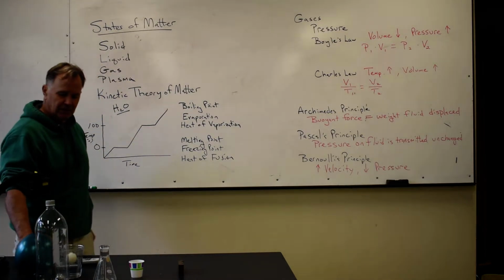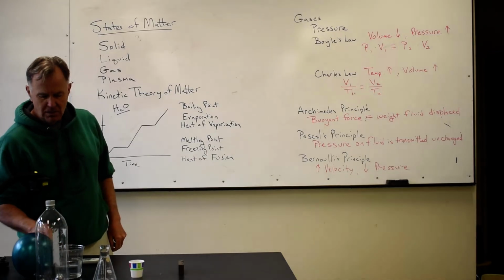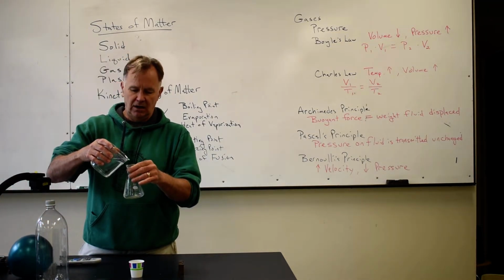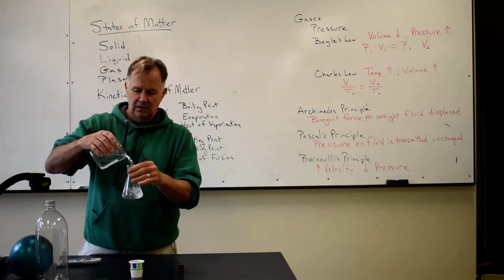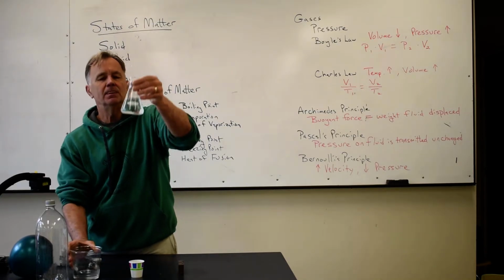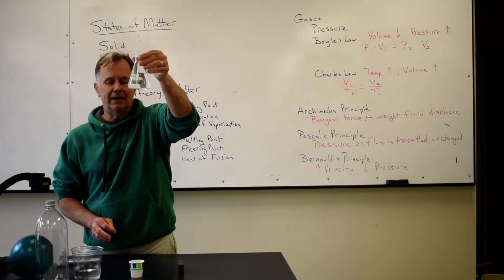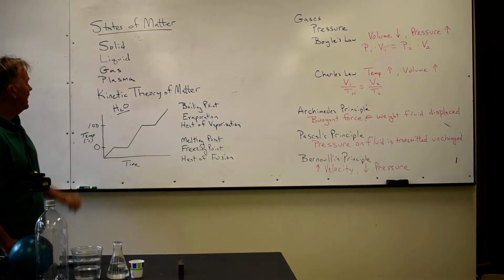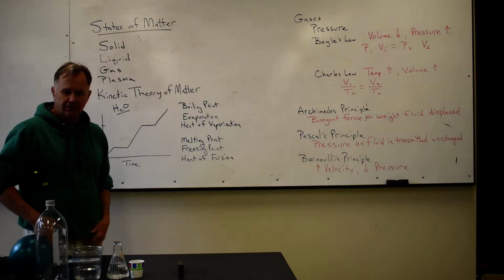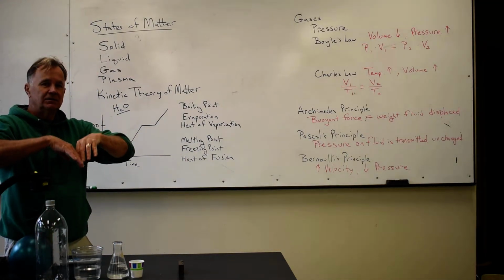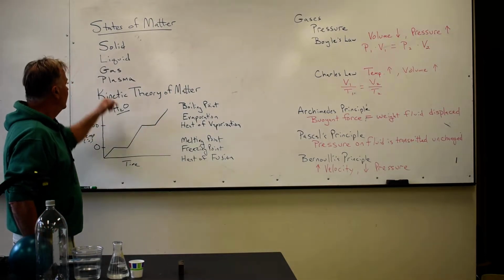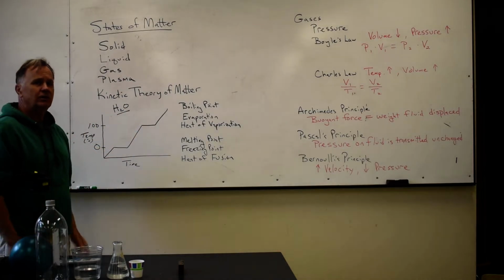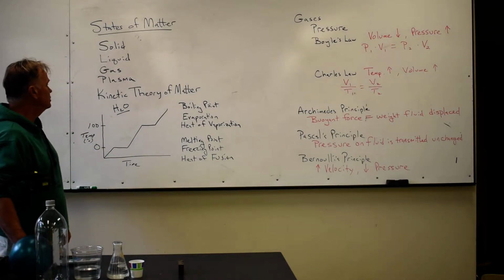A liquid has a definite volume, but it takes the shape of its container. So we have some water here. If I pour it into a flask, it still has that same volume, but of course it's now in a different shape. So it takes the shape of its container. A gas has no definite shape, no definite volume unless it's contained. If it's uncontained, it goes out. And then plasma is just high energy gas, so it's electrically charged gas, so to speak.